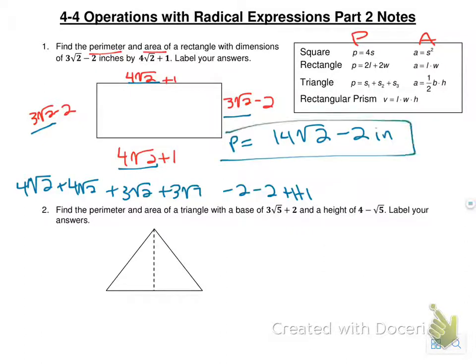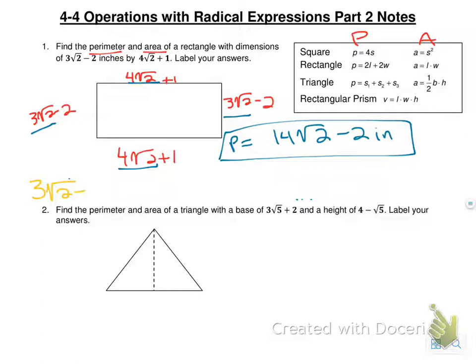That's the perimeter. Okay, then the area, I'm going to multiply them together. So let me find a little room down here, and I'm going to multiply the length and the width. So 3 root 2 minus 2 times 4 root 2 plus 1. Okay, now I'm going to multiply the length and the width together. So, FOIL it out. How many times am I going to multiply?